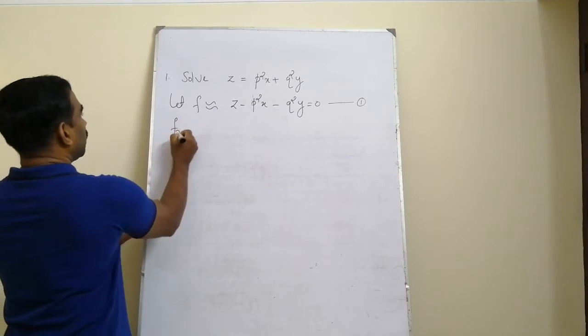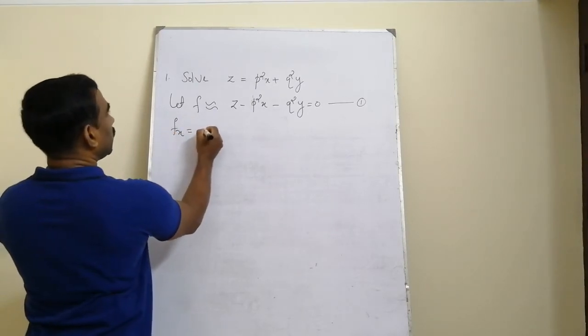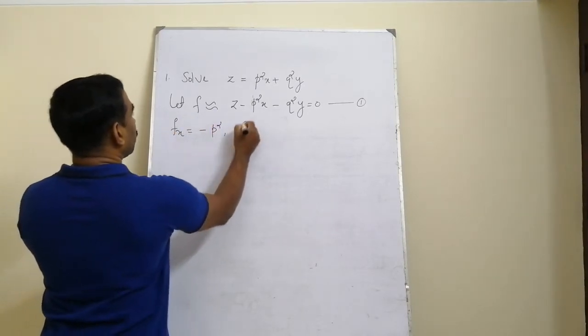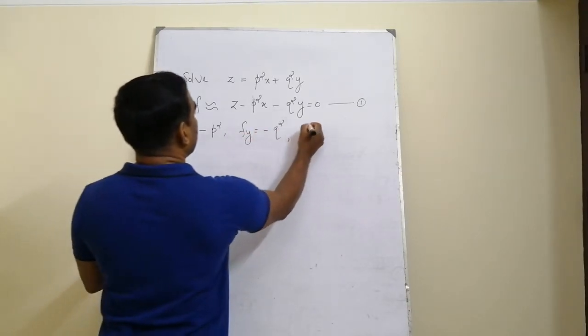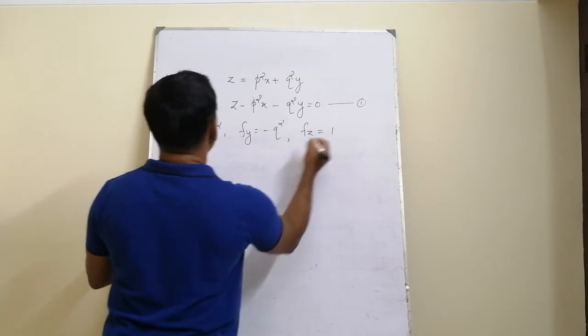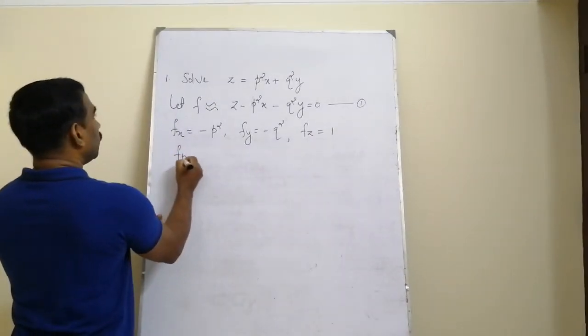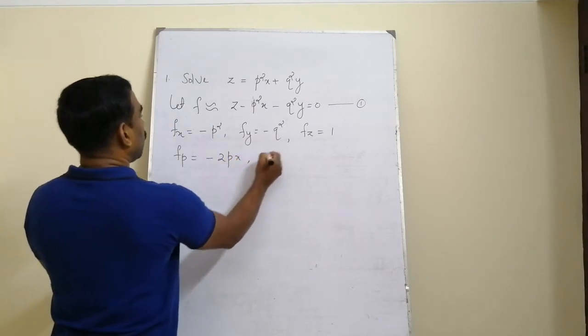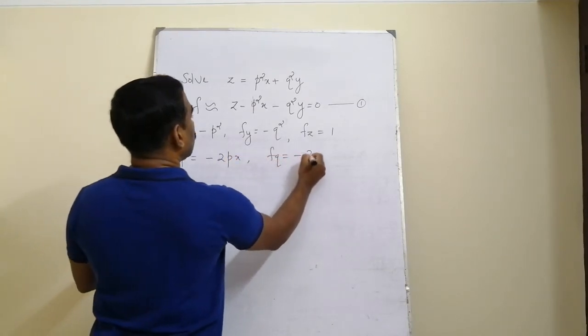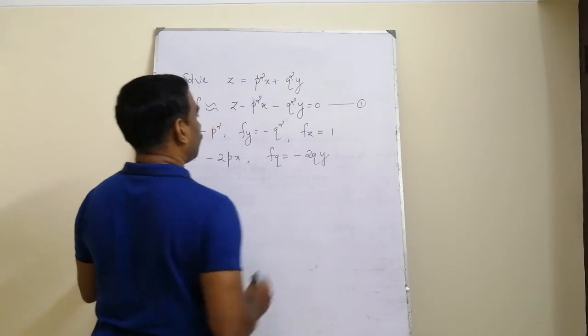So fx equal to, what is fx? fx is minus p square, fy is equal to minus q square, fz is equal to 1, fp is minus 2px, fq is equal to minus 2qy.